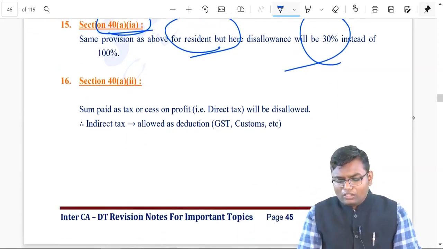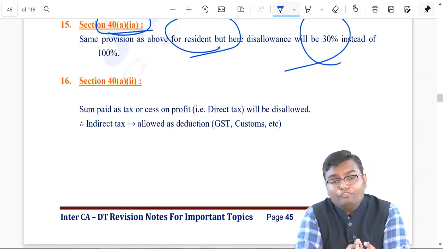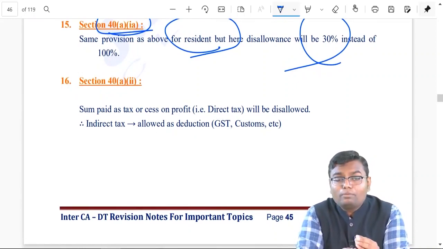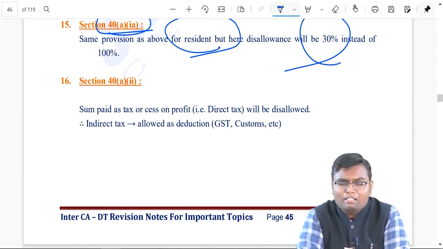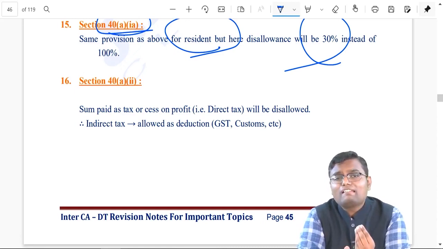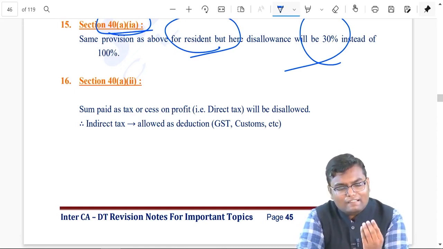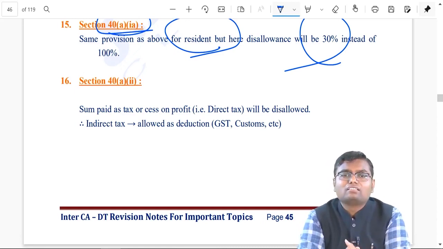Then 40 clause A subclause 2. If you pay any tax on your profit, it will be disallowed. Meaning thereby, whenever you are debiting any items called income tax, TDS, direct tax, advance tax, TCS, it is all related to income tax, which is tax on your profit.